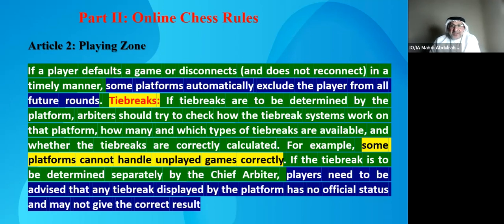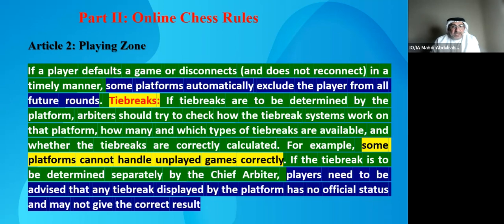And tie-breaks: if the tie-breaks are to be determined by the platform, the arbiter should try to check how the tie-break system works on the platform, because I think chess.com has only one tie-break system, which is the Buchholz or Sonneborn-Berger, I think. Only one tie-break system they have. But while if you use Swiss Manager, you have a choice of 5 tie-break systems. And which types of tie-break are available and whether the tie-breaks are correctly calculated.